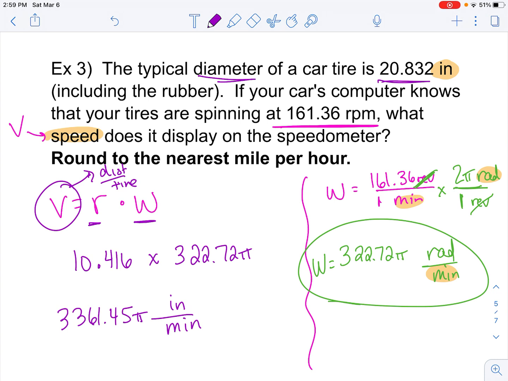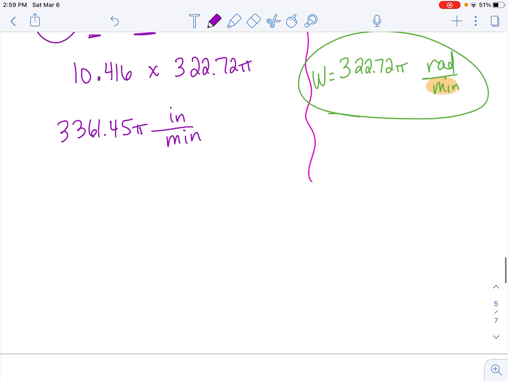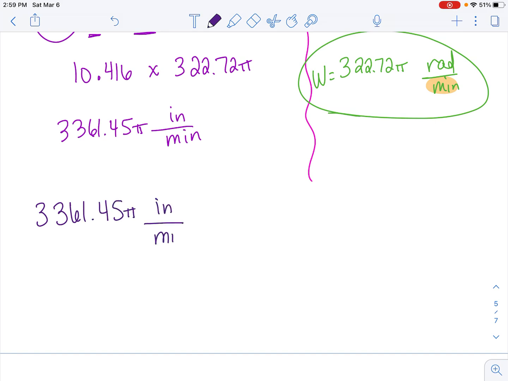Okay, but if you look back at the problem, it says round to the nearest mile per hour. So here's where some of those chemistry or physics conversions are going to come in handy. I've got to take that 3,361.45 pi, and again, right now that's in inches per minute. We've got to do a bunch of conversions and change that to miles per hour. Let's talk about the minutes first, and realistically, it doesn't matter which one you start with. Well, I need to change minutes to hours. So we've got to put minutes up on top and hours down on the bottom, and this way our minutes will reduce.